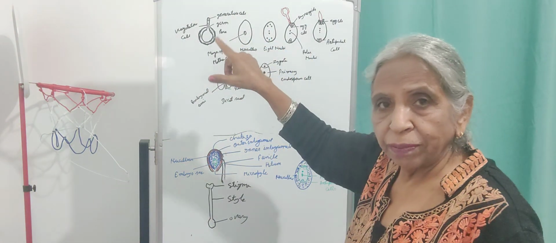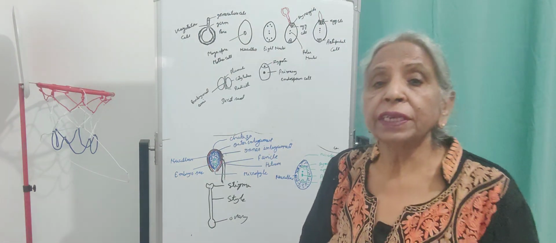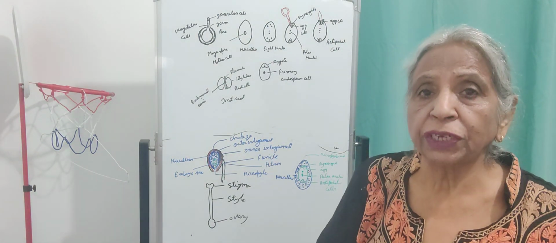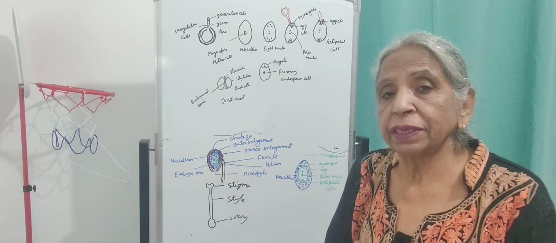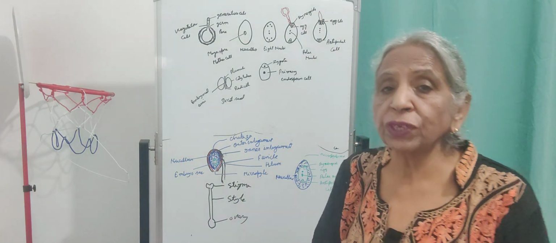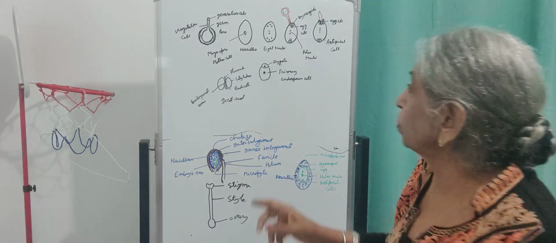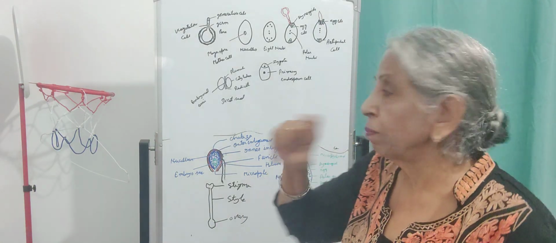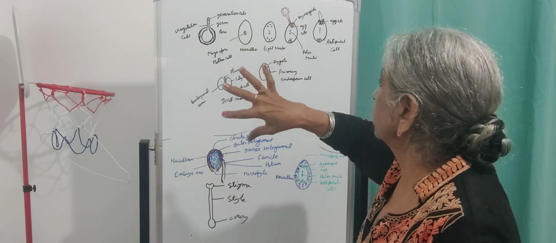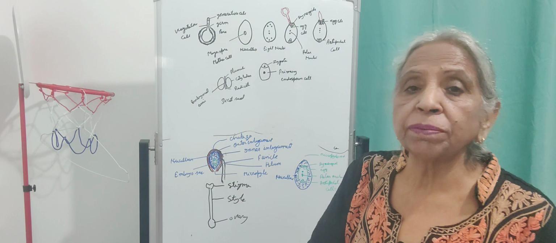It is haploid because the megaspore mother cell divides meiotically into 4 megaspores, and 3 megaspores are non-functional; they degenerate. Only 1 megaspore develops into the embryo sac. It is present in the nucellus.